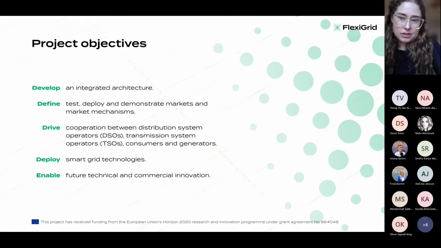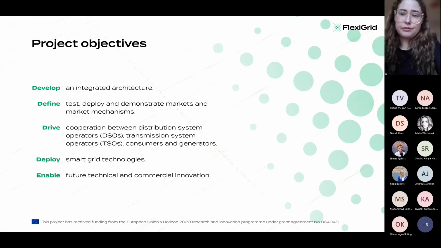To drive cooperation between distribution system operators, DSOs, consumers, and generators by defining market interactions, facilitating the integration of wholesale and retail markets and cross-sector interactions. To deploy smart grid technologies, to enable the architecture and markets, bringing actors together to participate as distributed energy sources, driving increased resilience of the electricity grid, increased system security, greater observability, higher automation, and improved control of the grid.